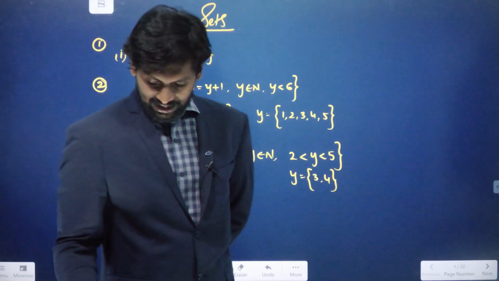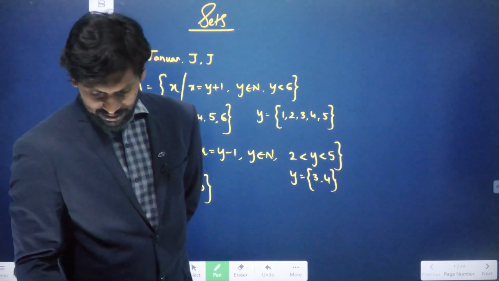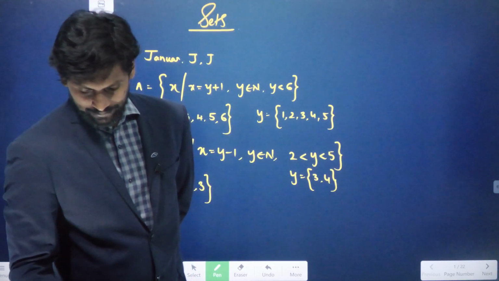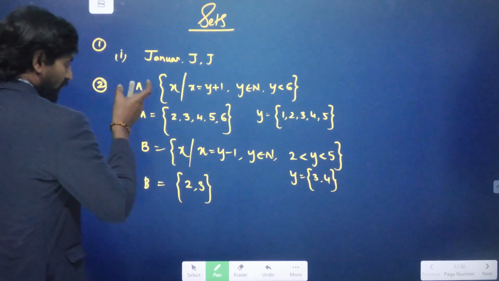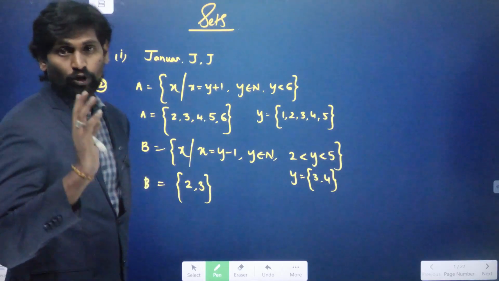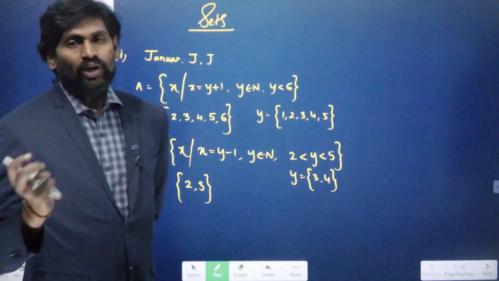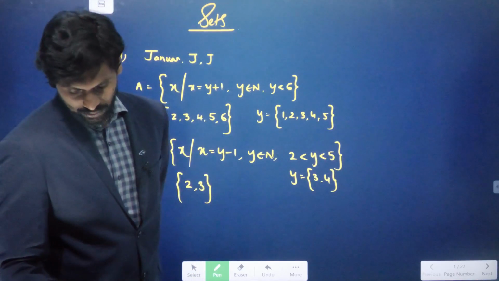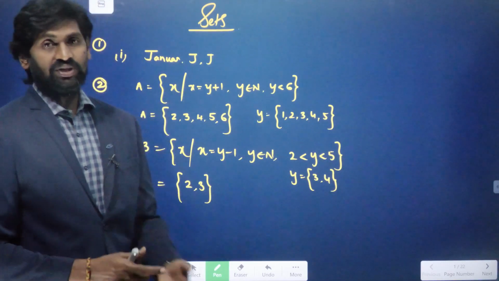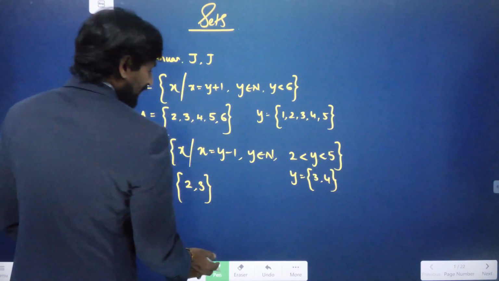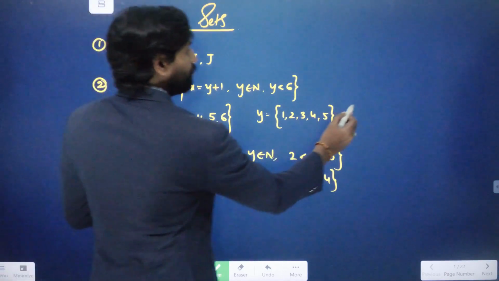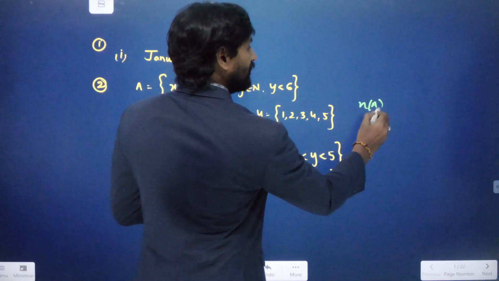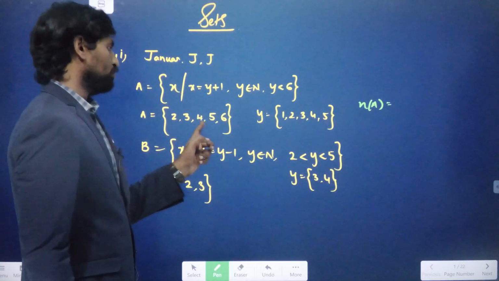Now let us see the given question: which of the following is correct? So we found set A and set B. Now the 4 options are given. Which of the following 4 options are correct? Let us check. n of A is less than or equal to n of B. n of A is nothing but the number of elements in set A. How many elements are in set A? Just count: 1, 2, 3, 4, 5.